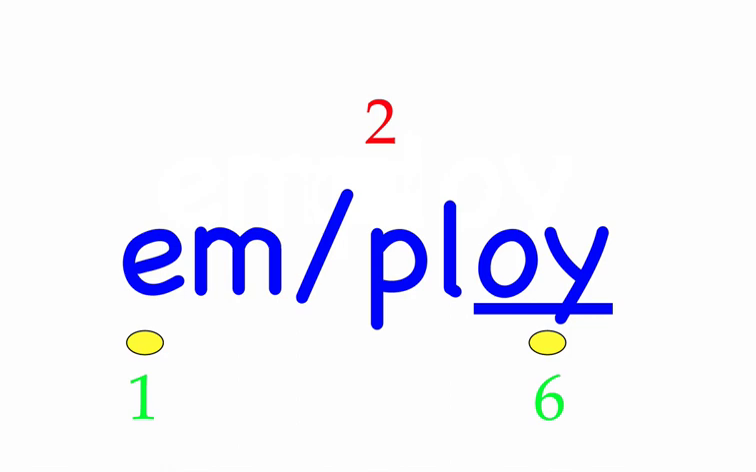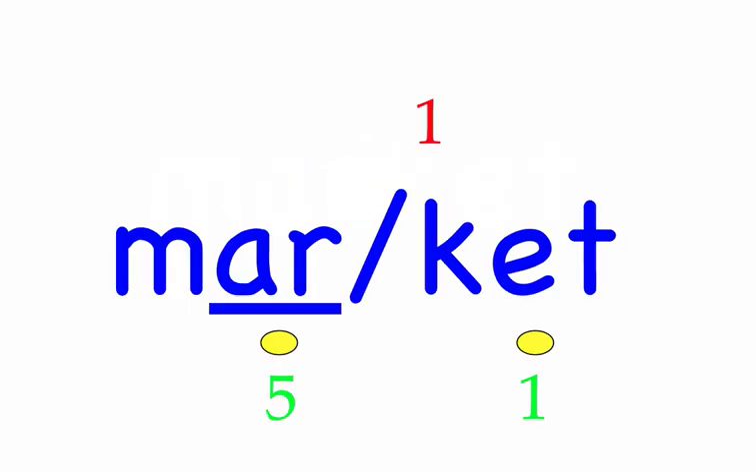Our final row, row 10, market. The market was closed today. Market. Mar, two sounds. M, ar. Ket, three sounds. K, e, t. Market. Mark the word. Market.